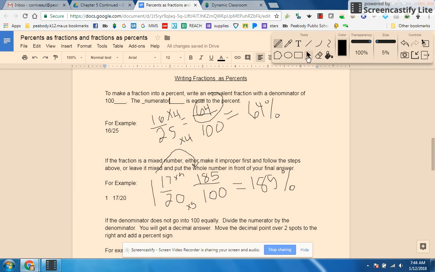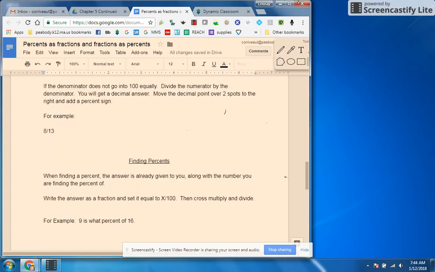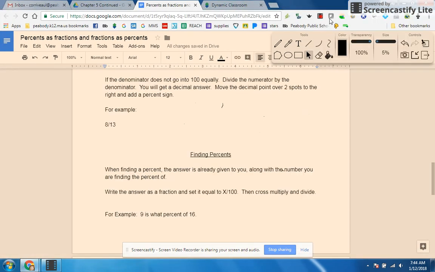All right, so let's try one of the last few things. This is a big section. Okay, so sometimes you get a situation where the denominator doesn't go into 100, because not everything's perfect in real life here. So you're not always going to get a denominator that goes into 100 evenly. So here's what you do in that case.